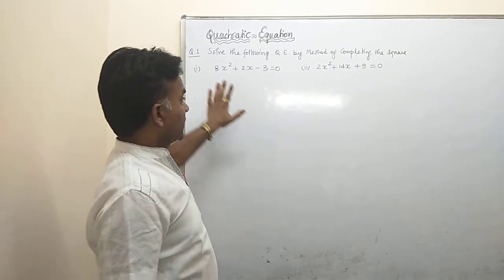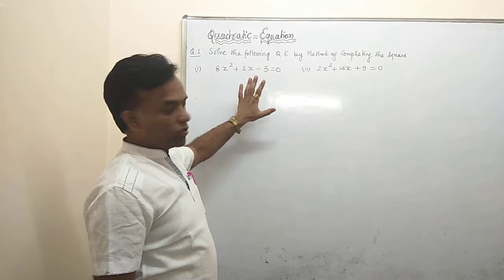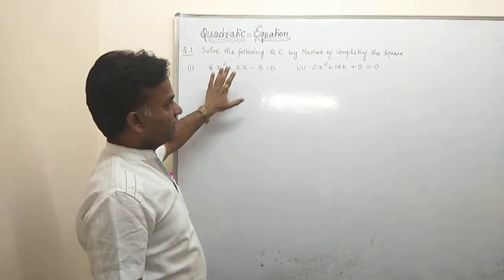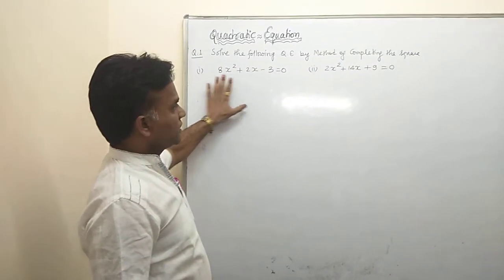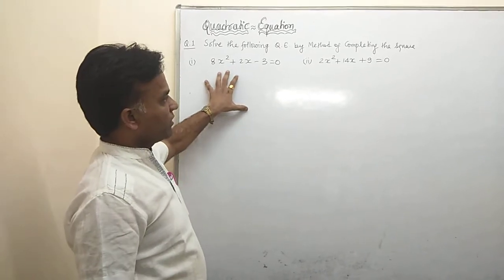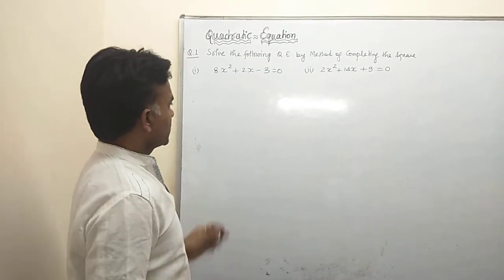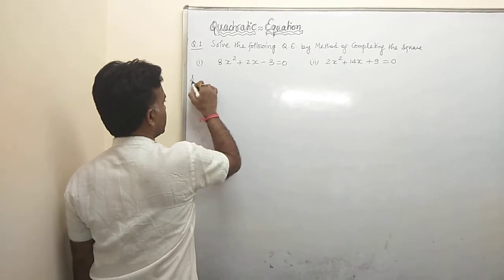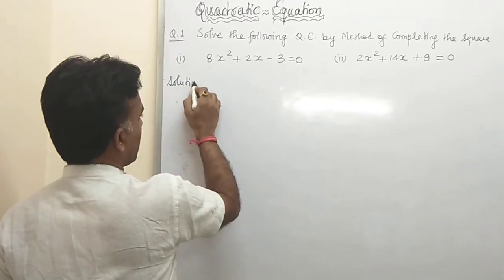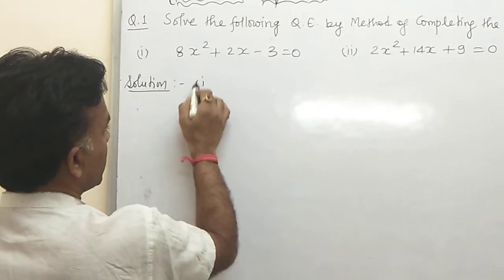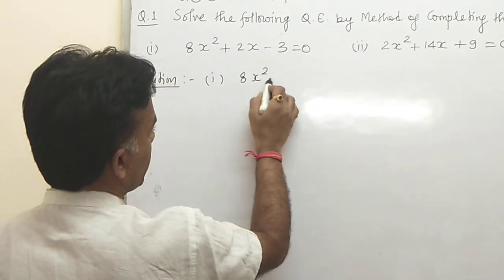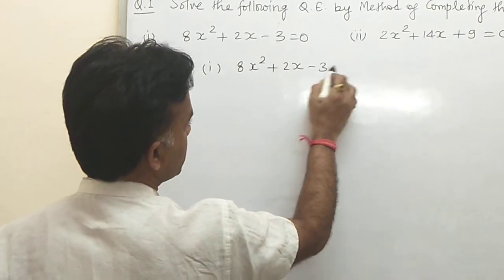So now the question is: find the roots or solve the quadratic equation by the method of completing the square. There are two questions, so one by one we solve them with the help of completing the square. First, we write down the solution of the first part. We have the equation 8x square plus 2x minus 3 equal to 0.